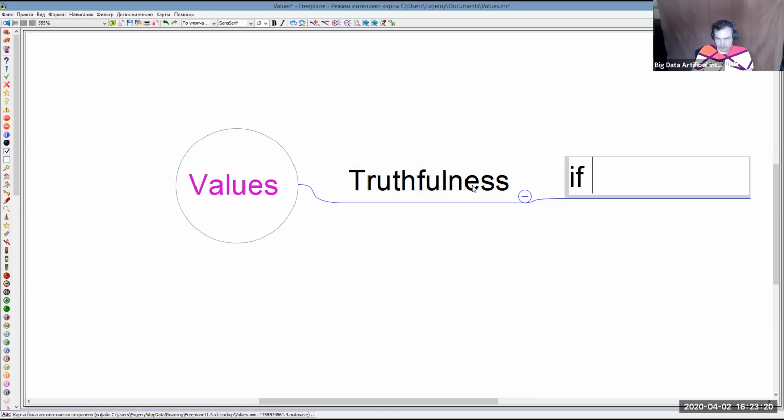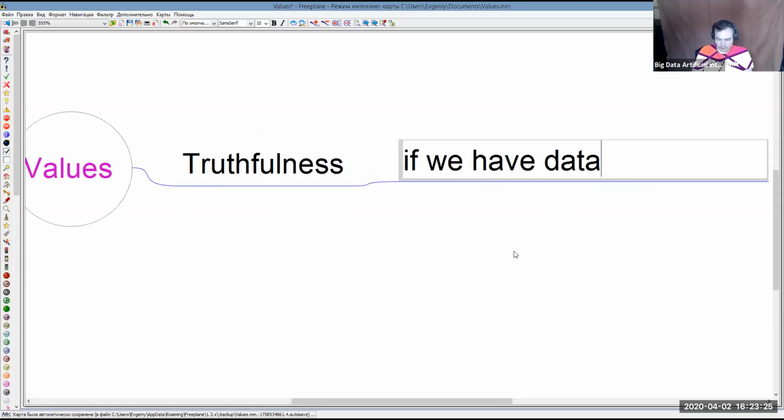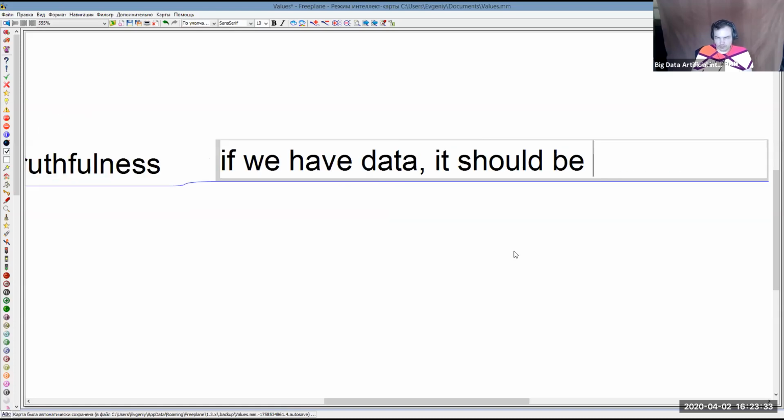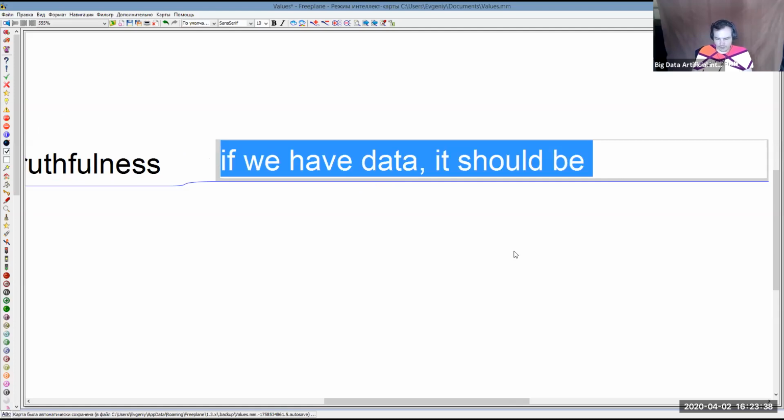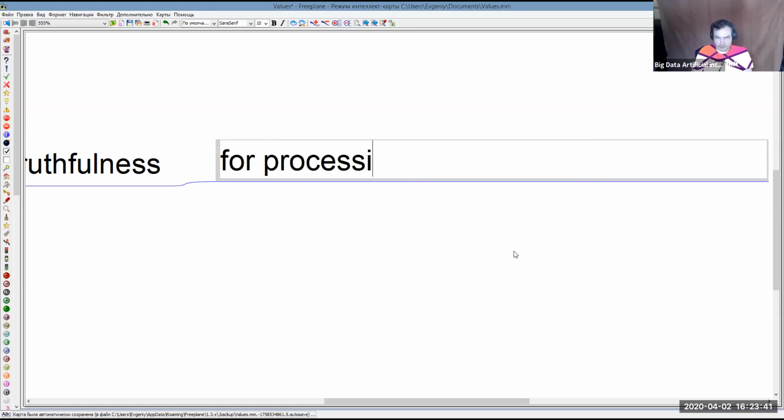If we have data for processing, it should be true.